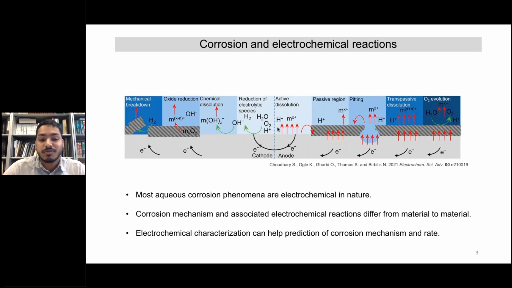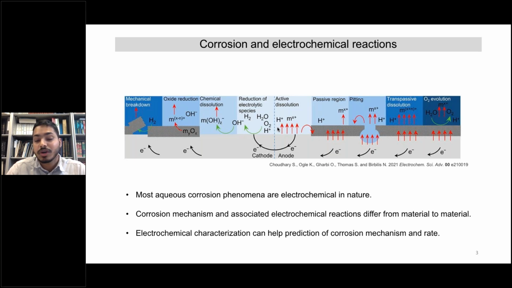And the information you get from your electrochemical testing can help you predict the corrosion mechanism as well as the corrosion rate, even before using the material for the application. All right. So how do you do electrochemical measurement?